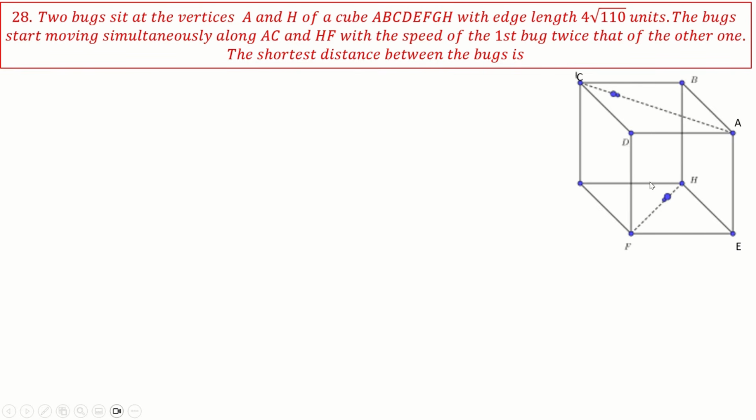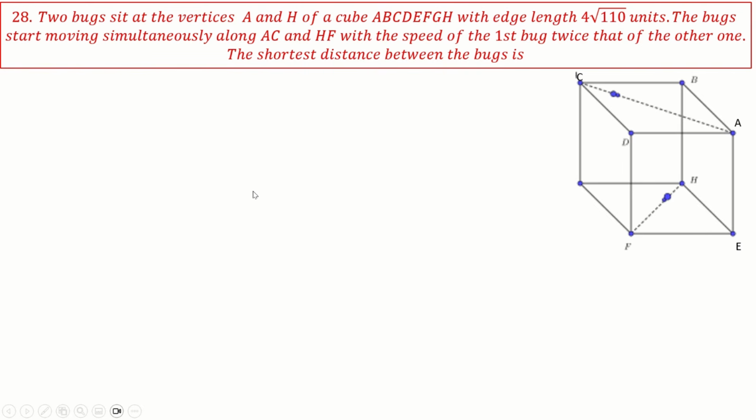One is moving from A to H in this direction. It is moving A to C and H to F. The only thing is, one is moving at speed v, and the other one is moving at twice the speed, that is 2v. Now this is the problem you need to solve: what is the minimum distance, the smallest shortest distance, between these two bugs at any given time?